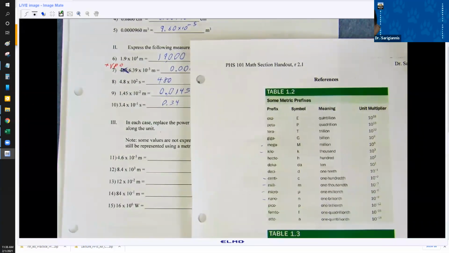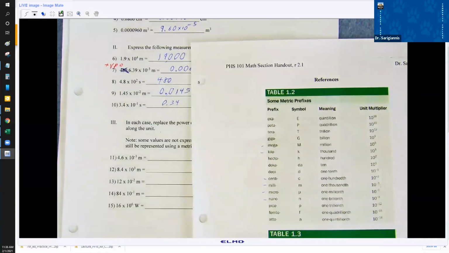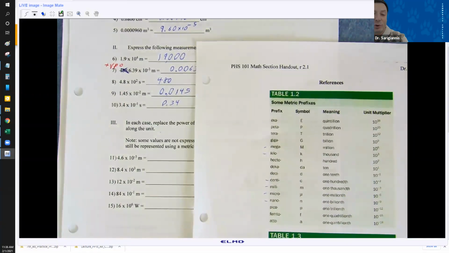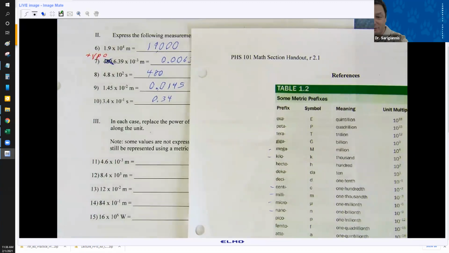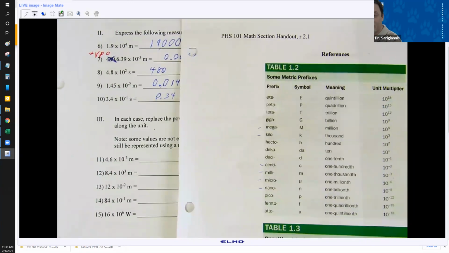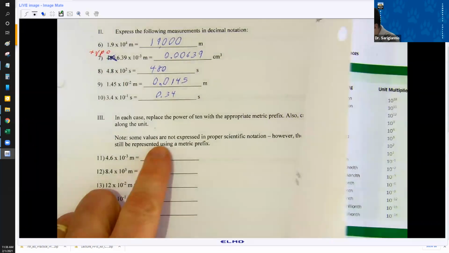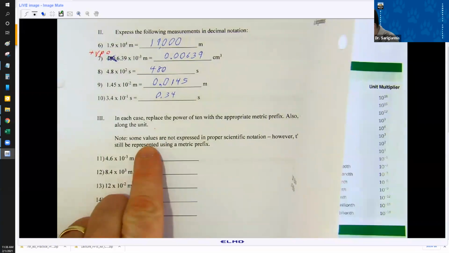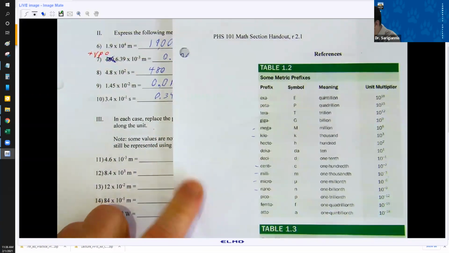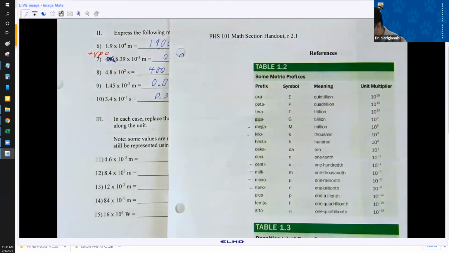So go ahead and replace each power of 10 with a metric prefix. So 4.6 times 10 to the minus third, 8.4. There's your list of prefixes. And don't worry about putting in proper scientific notation. In fact, it tells you here: some values are not expressed in proper scientific notation. However, they can still be represented using a metric prefix. So like 12, that's not proper scientific notation, but we have a prefix. We can replace this with a prefix. So go ahead and do that.